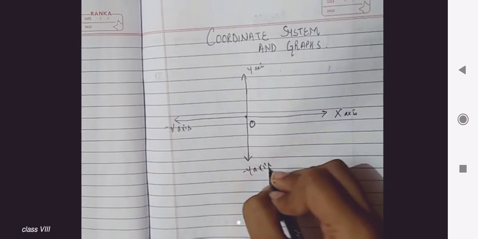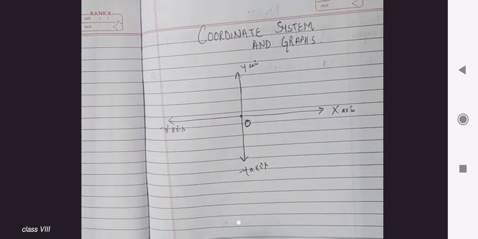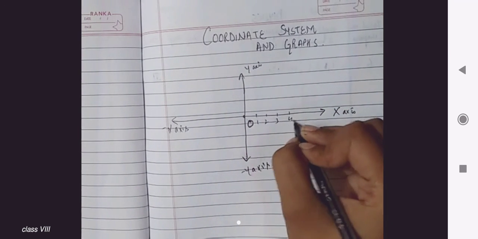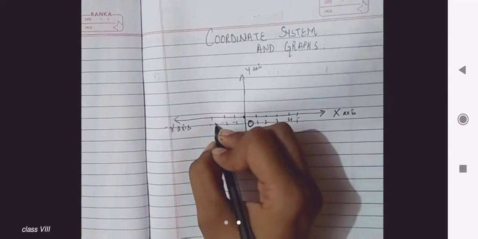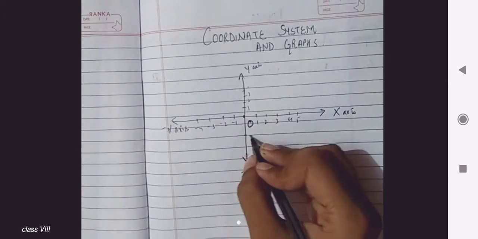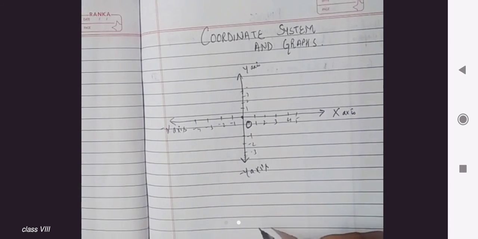Like a number line, we have positive numbers on the right hand side and negative numbers on the left hand side. Similarly, we have it here also. Here it is positive 1, 2, 3, 4, 5, and so on. Here it is minus 1, minus 2, minus 3, minus 4, and so on. Similarly, up it is plus 1, 2, 3, 4, and here minus 1, minus 2, minus 3, and so on. I have made a graph paper.